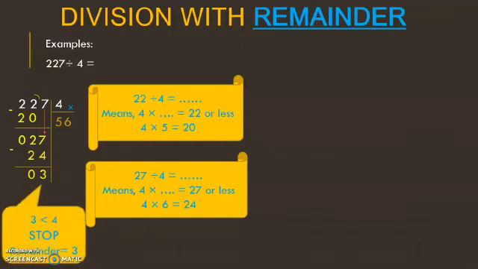Look, 3 is less than 4. That's why I have to stop and the remainder is equal to 3. The answer is 56 and remainder 3.